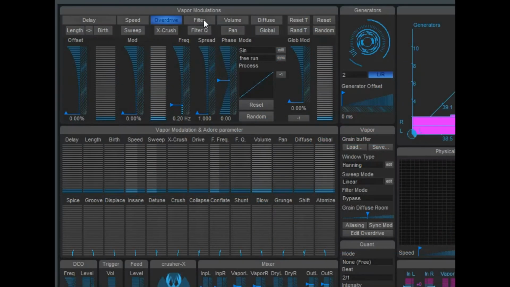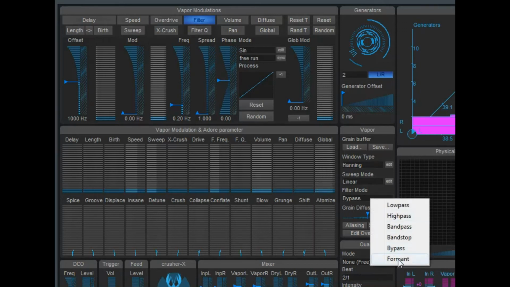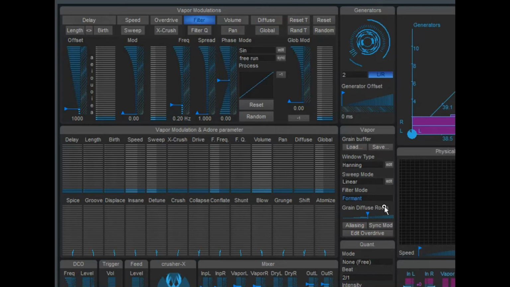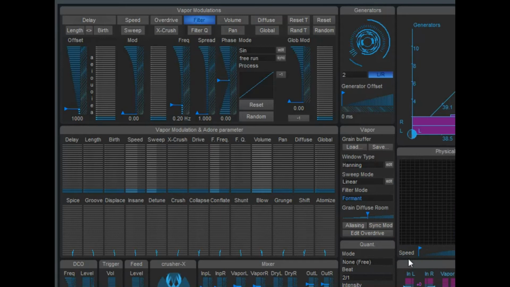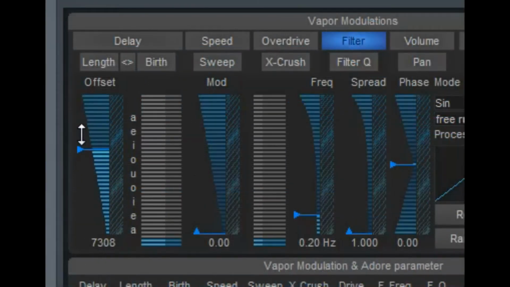One of the most spectacular improvements we find in version 7 is the formant filter. Choosing this new type of filter in the filter mode window changes the scales of the filter vapor modulation to a scale of vowels. The filter Q algorithm changes invisibly but remarkably to emphasize the chosen vowel.